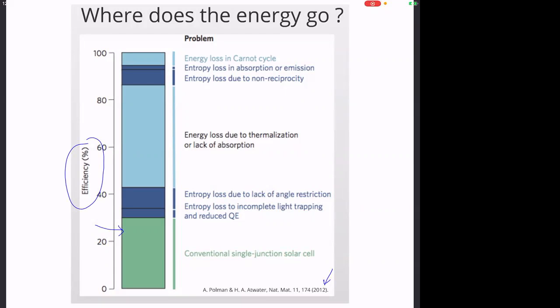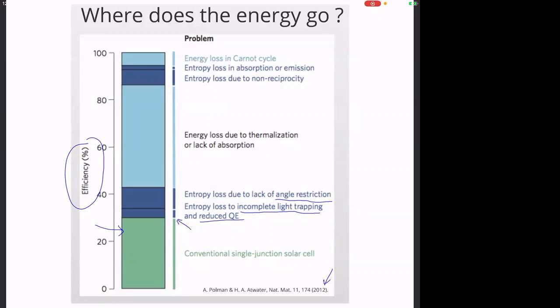So first, you have a conventional single junction solar cell. This is the thermodynamic limit of efficiency that you can get, which is slightly about 30%. Now, all the other loss mechanisms are in blue with different colors shown. The entropy losses are in dark blue, and the energy losses are in light blue. So you can see that there's entropy loss due to incomplete light trapping and reduced quantum efficiency, entropy loss due to lack of angle restriction, which, by the way, has to do with the fact that a LED, as it emits light, the light is trapped, the emission angle is restricted to the escape cone, as we know.